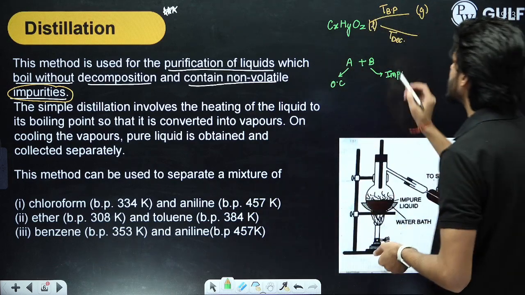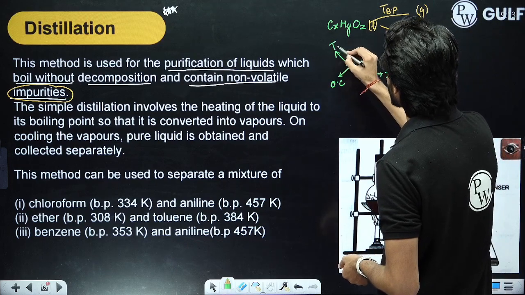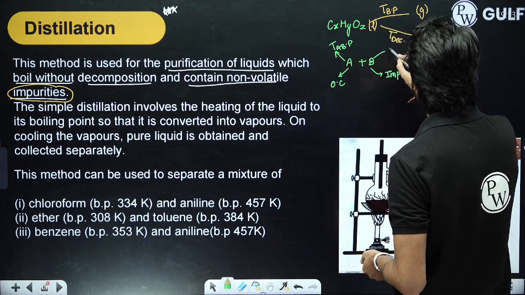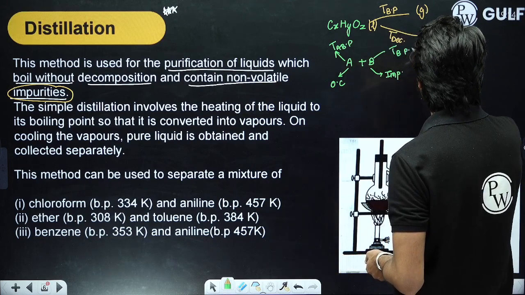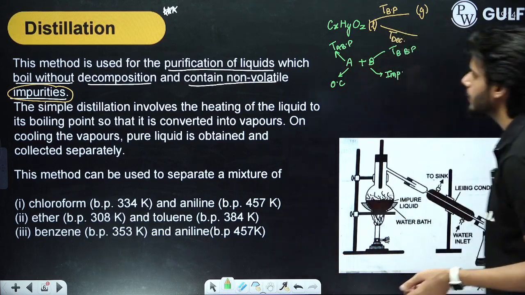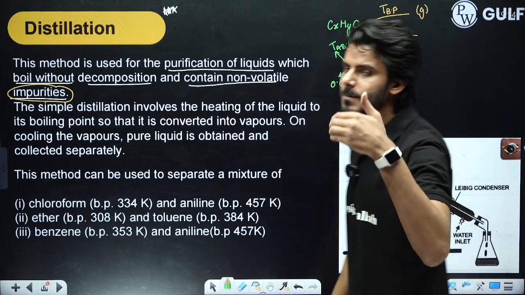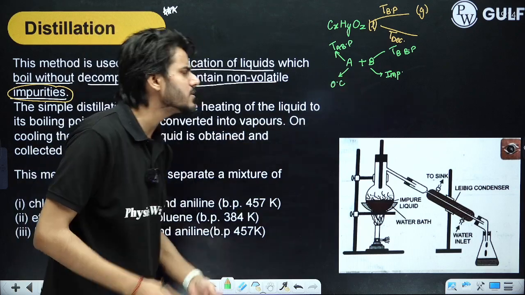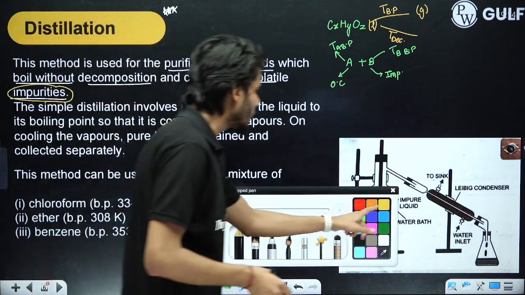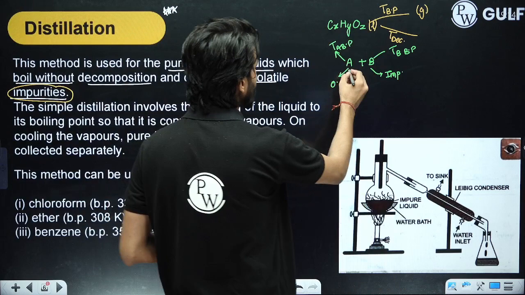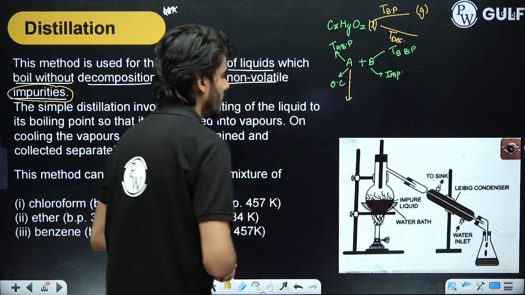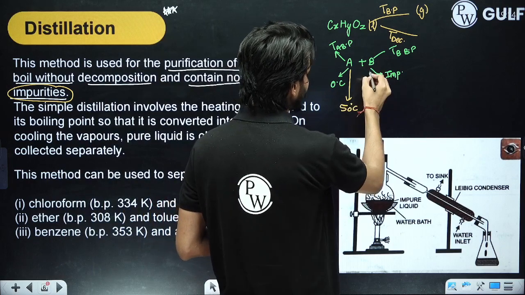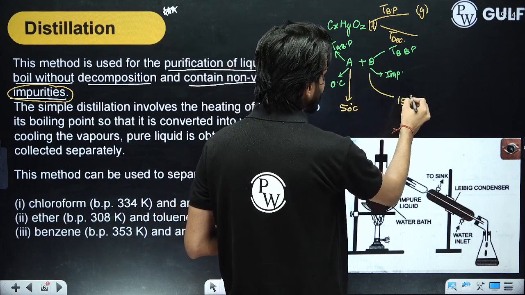Both may have a certain boiling point, guys. Let's say the boiling point of A is T_A BP, and the boiling point of B is T_B BP. Let's suppose the boiling points of these two, the impurity and the organic compound, are very, very different. For example, let's say the boiling point of A is 50 degrees Celsius, and the boiling point of B is 150 degrees Celsius.